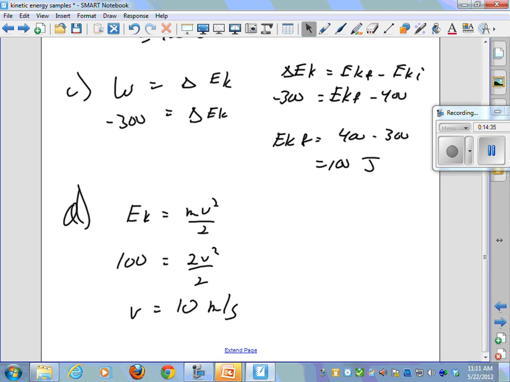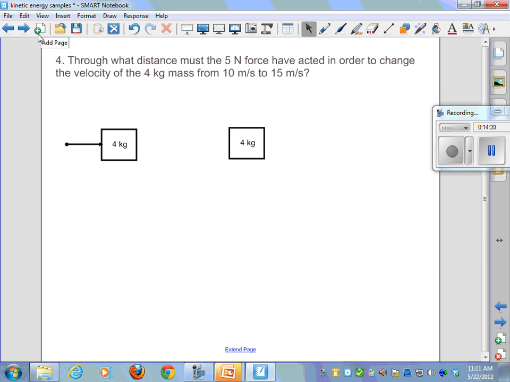Number 4, I believe, is very, very similar. The only difference is this one, we've got a 5 Newton force. What distance must the 5 Newton force have acted in order to change the velocity of the 4 kilogram mass from 10 to 15? So it's going at 10, and now it's going at 15. There's a force here of 5 newtons. The question is, how long is the distance? Why don't you give that one a try?